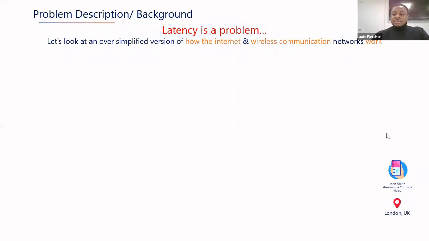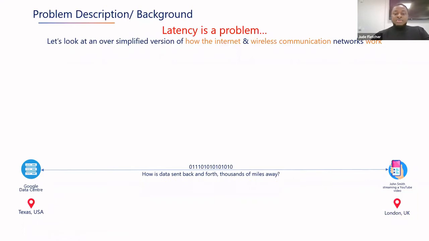So we take a scenario where you have John Smith, who is sat somewhere in London trying to stream a YouTube video from London. What we really want to do is we want John Smith to be able to connect to a Google data center, which is located somewhere in Texas. And we want to see how he pings the server and also how the server is able to transmit data back to John.